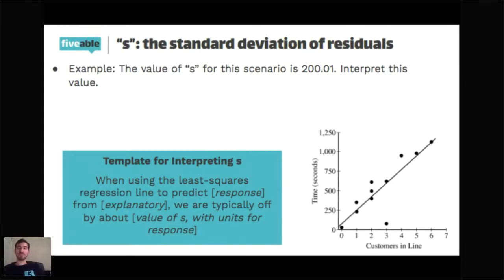When using the least squared regression line to predict wait time in seconds from customers in line, we are typically off by about 200.01 seconds. When predicting wait time from customers, the prediction is generally off by about 200.01 seconds. Okay, both of you guys nailed response variable, explanatory variable. You're saying predicting the response from the explanatory. The prediction is typically off or generally off by about that value.